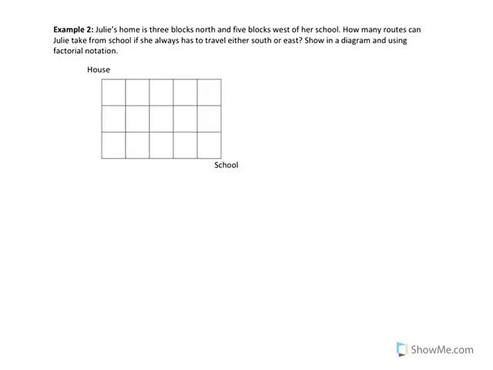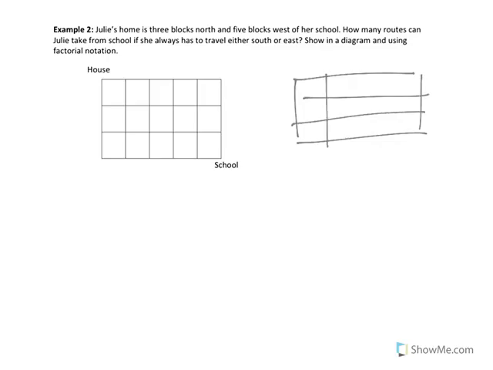So using this logic, Julia's home is 3 blocks north, 5 blocks west. How many routes can she take from school? So let's use the idea of identical objects. Before I even touch that, there's 1, 2, 3, 4, 5 blocks east and 1, 2, 3 blocks south. So that's a total of 8 blocks.